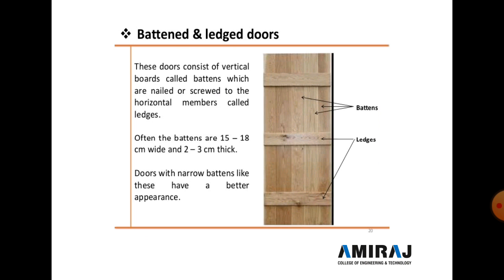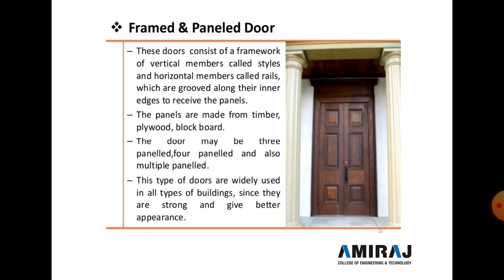Now next type of the door is a frame and a panel door. So this door consists of a framework of vertical member called a stile and horizontal member called a rail, which are grooved along their inner edges to receive the panel. So here mainly three types of the rail is provided: top rail, bottom rail, and a lock rail.